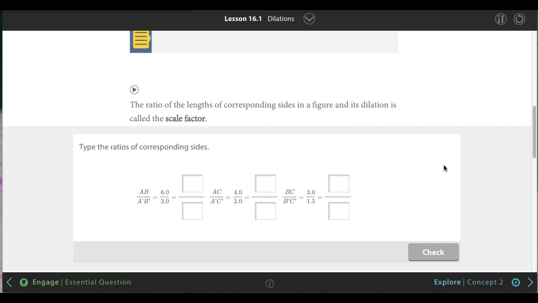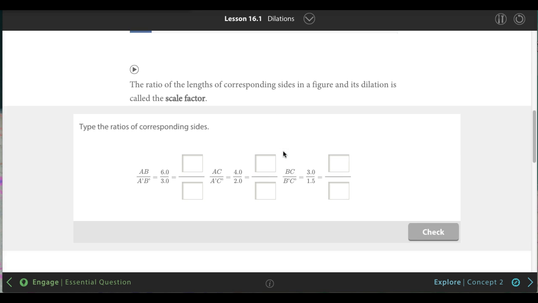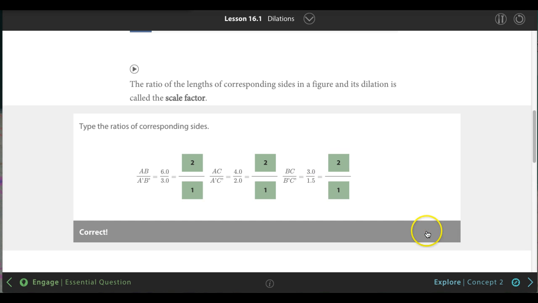Now, the ratio of the lengths of corresponding sides in a figure and its dilation is called the scale factor. So the 2 to 1 I just told you about is the scale factor. To figure it out, you type the ratio of corresponding sides. AB was 6 centimeters and A prime B prime was 3 centimeters. If you simplify, you divide the top and bottom by 3 and get 2 to 1, 2 to 1, 2 to 1. So you type that in, and you check, they're all correct.